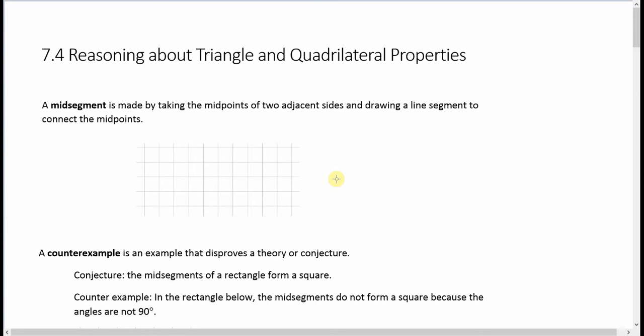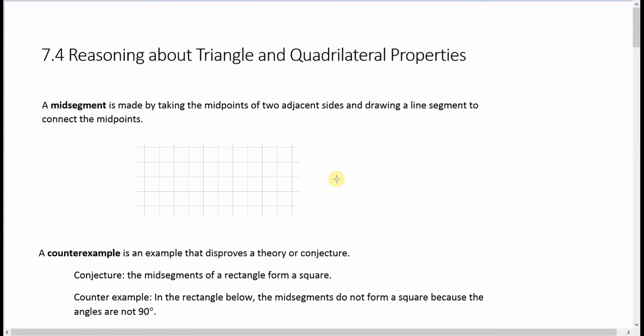We're going to make some conjectures, which means basically make some theories about these breakups of the polygons, and then we're going to test them. We can try to give some examples to support our conjecture, or if we see that the conjecture is not true, we can provide a counterexample.